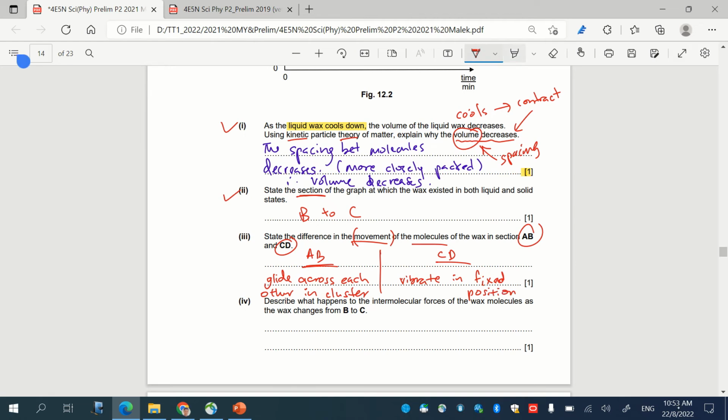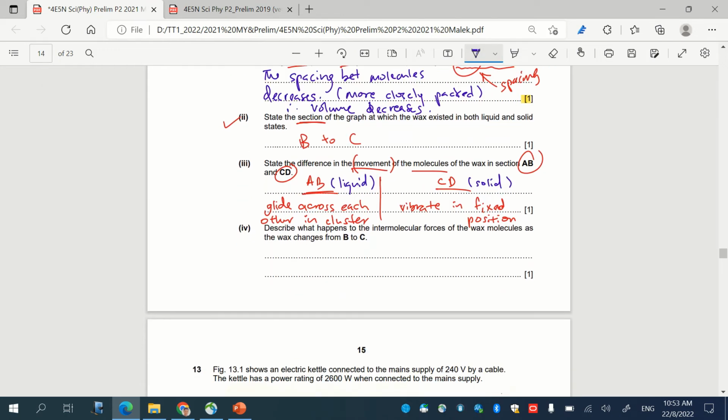Because AB is in liquid state and CD is in solid state. So you are tested on all this, about kinetic theory. Describe what happened. Next question. Describe what happens to the intermolecular force. Did the force become stronger or weaker, of the wax molecule as it changes from B to C?